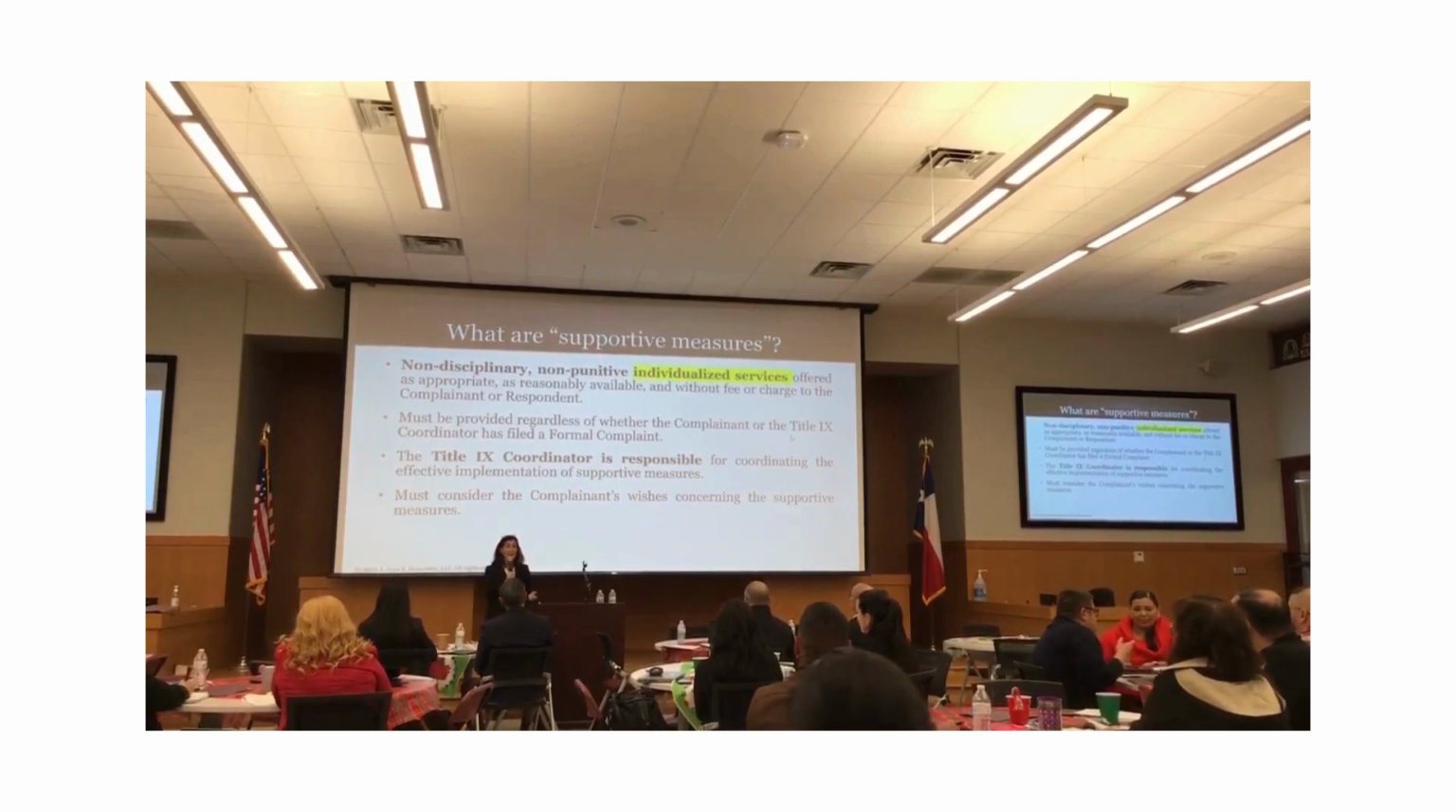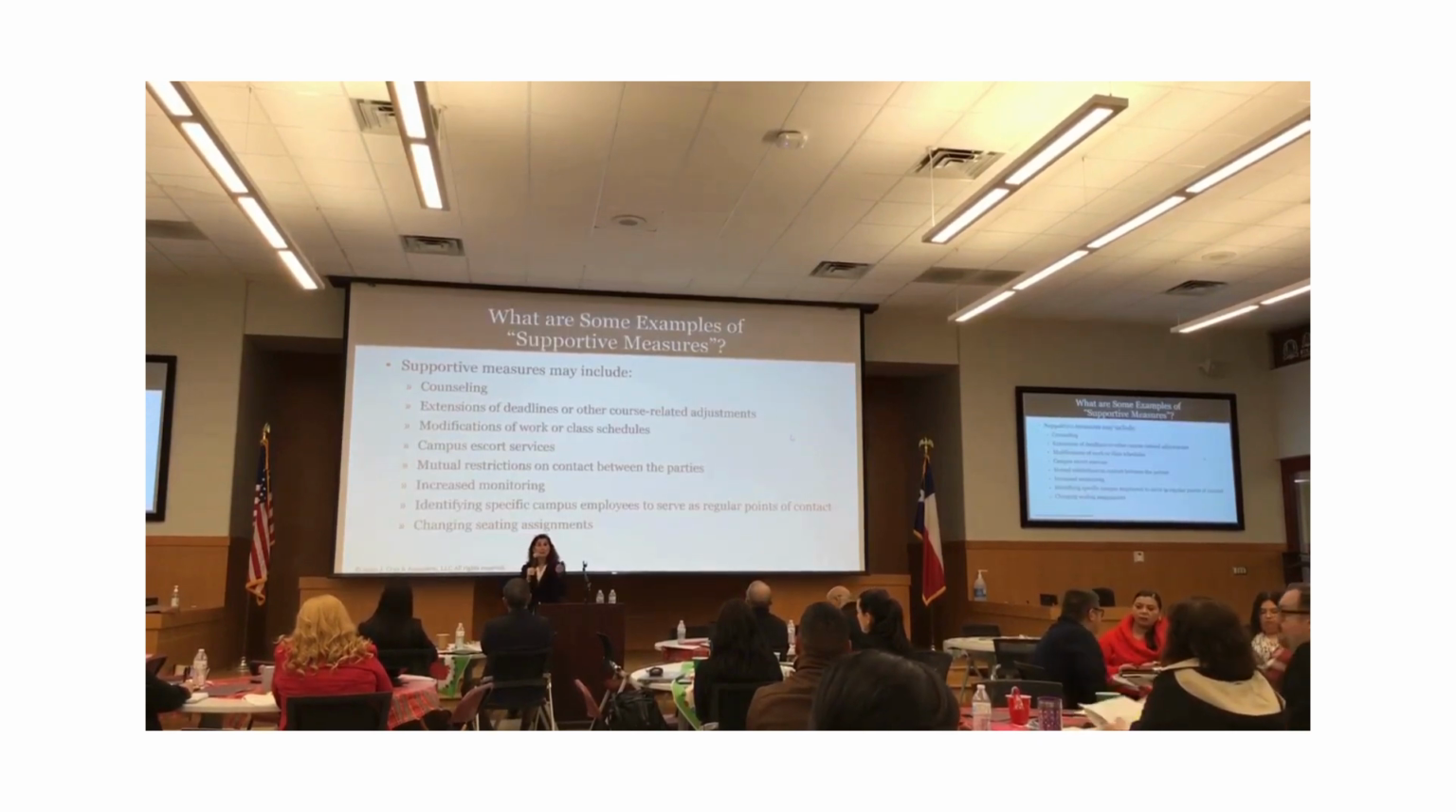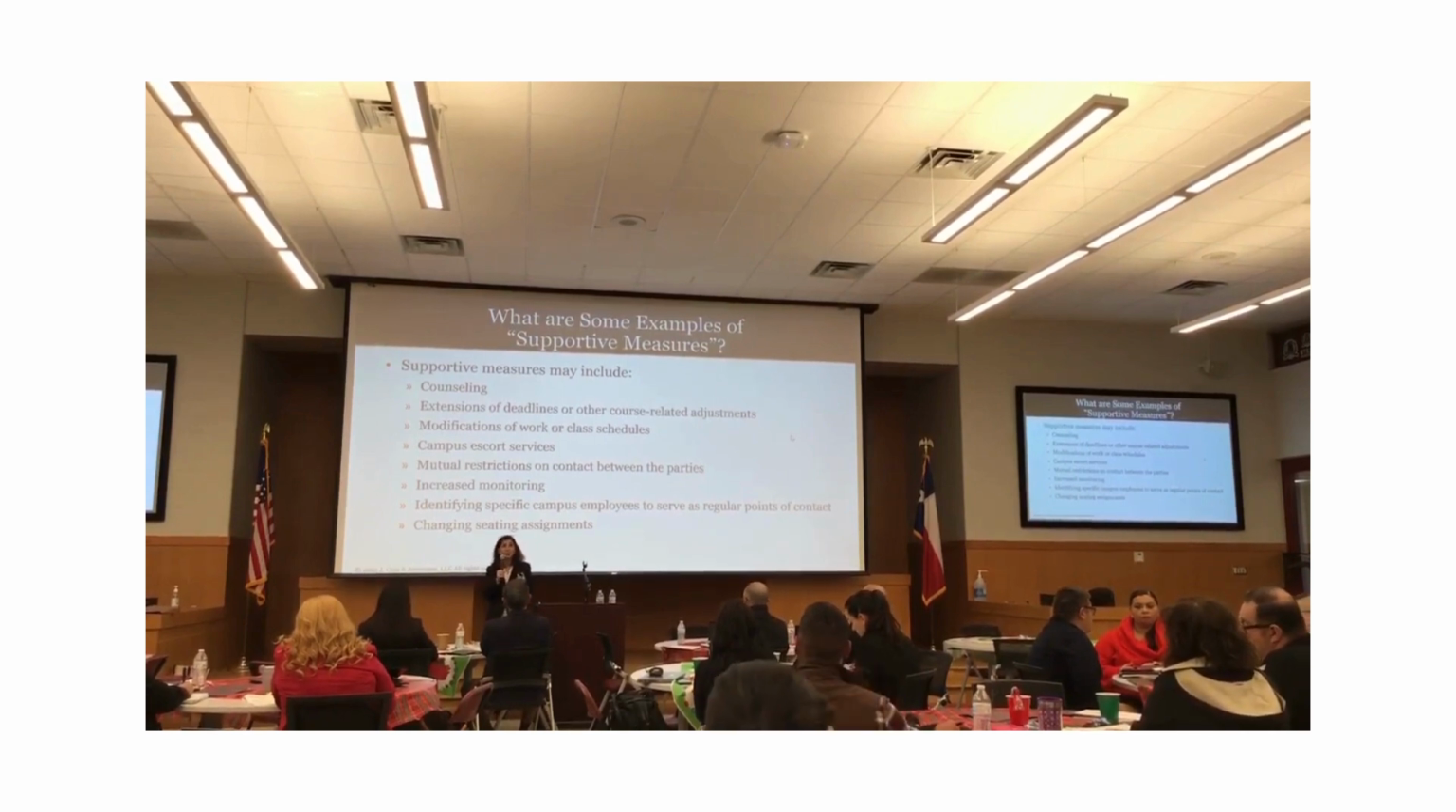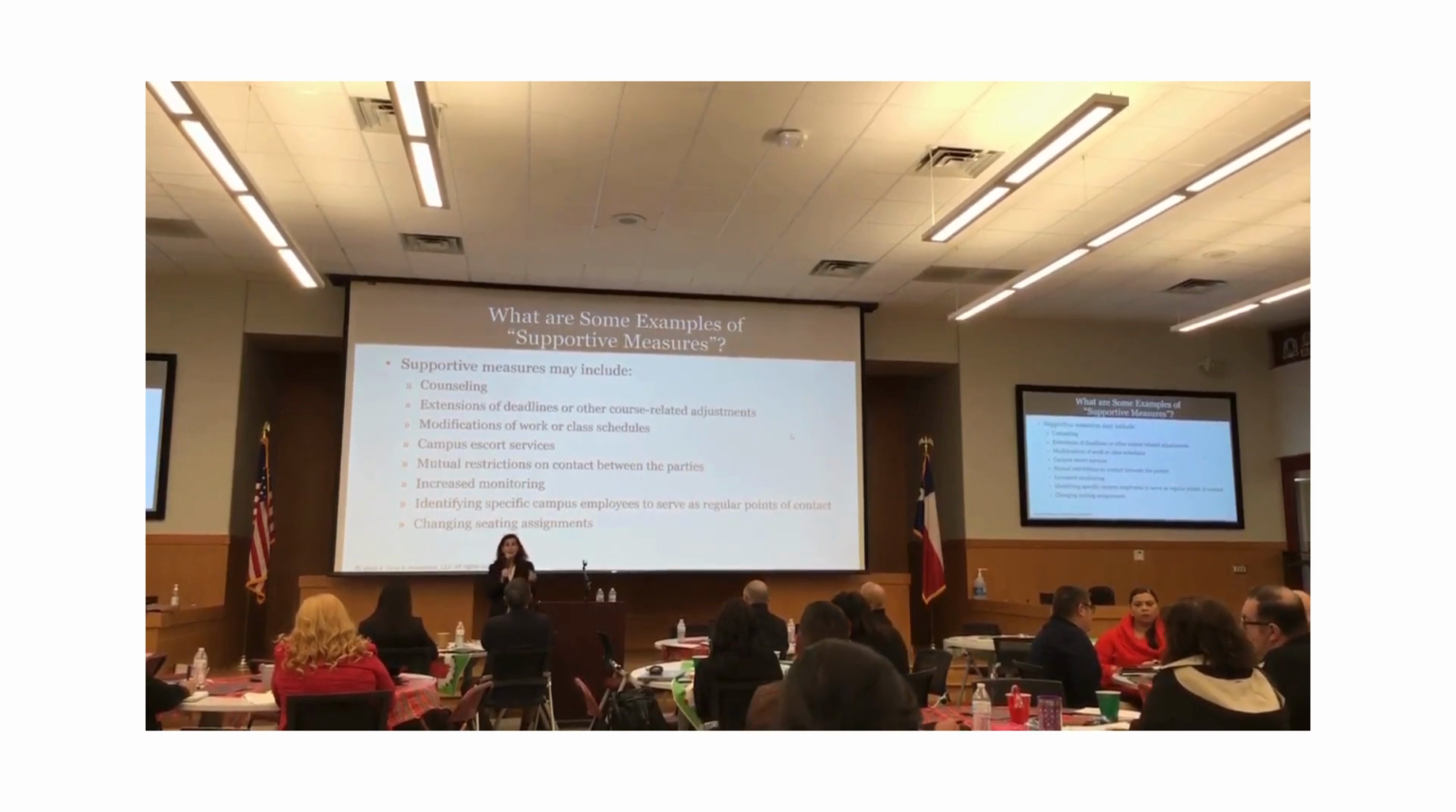You guys need to be talking to each other. I see it time and time again. Well, we offered supportive measures, and this is what we put down, but nobody is making sure that those measures are being implemented, okay? So you've got to do that. What are some supportive measures? You guys, I'm sure, know these things. It can be counseling, extending deadlines, mutual restrictions on contact between the parties, increased monitoring, changing seating assignments. Okay, those are supportive measures.